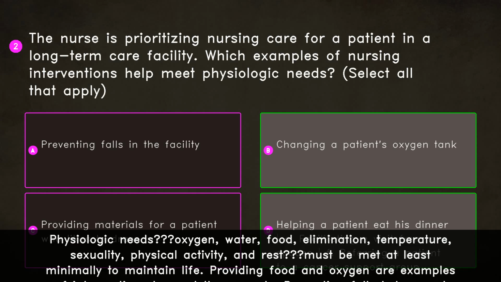Physiologic needs: oxygen, water, food, elimination, temperature, sexuality, physical activity, and rest must be met at least minimally to maintain life. Providing food and oxygen are examples of interventions to meet these needs. Preventing falls helps meet safety and security needs. Providing art supplies may help meet self-actualization needs. Facilitating visits from loved ones helps meet self-esteem needs. And referring a patient to a support group helps meet love and belonging needs.